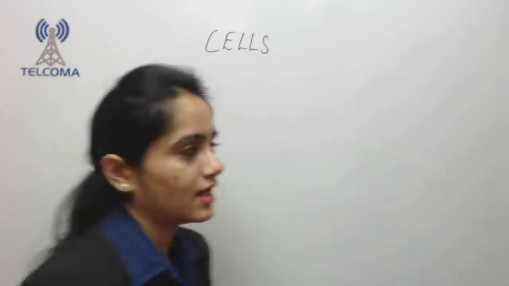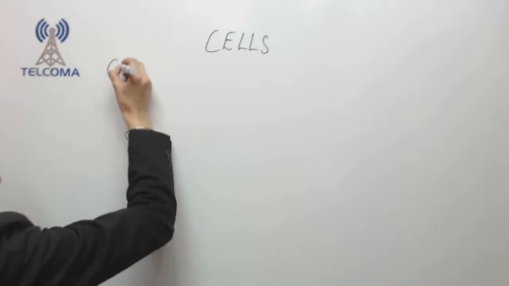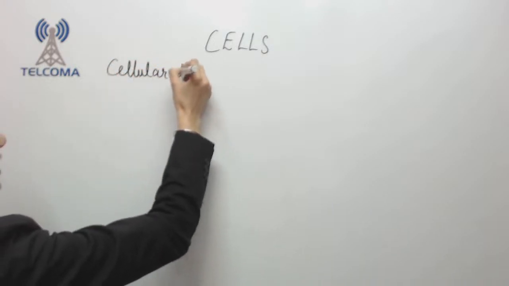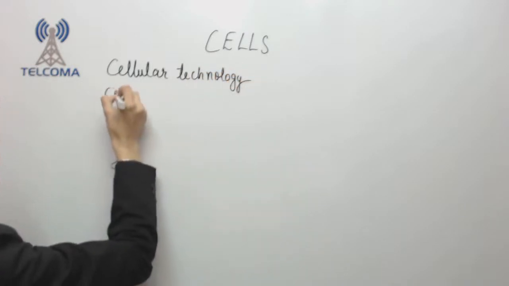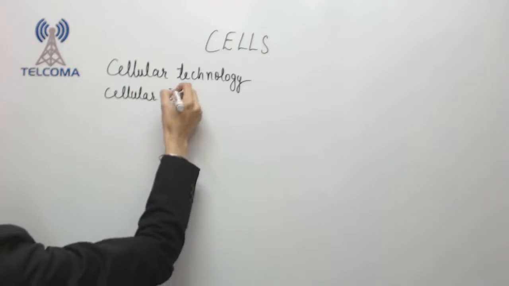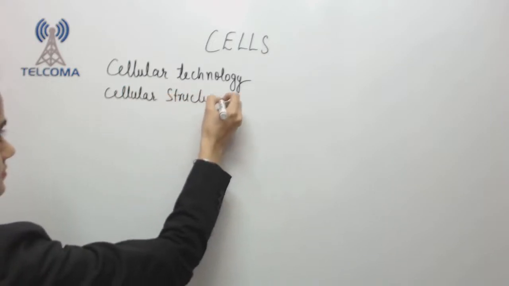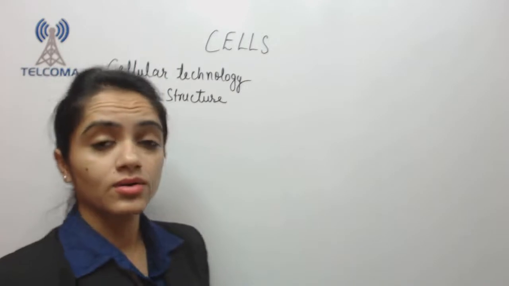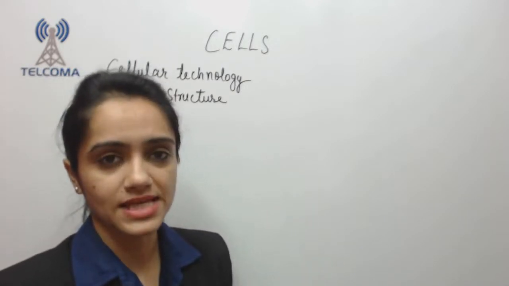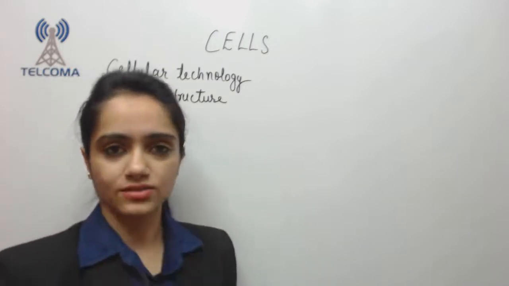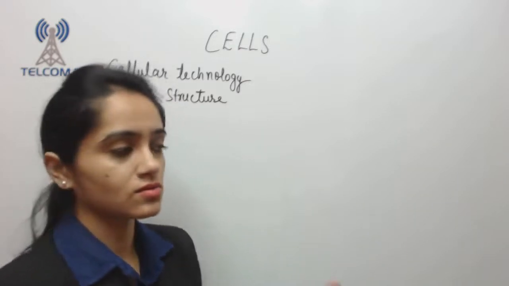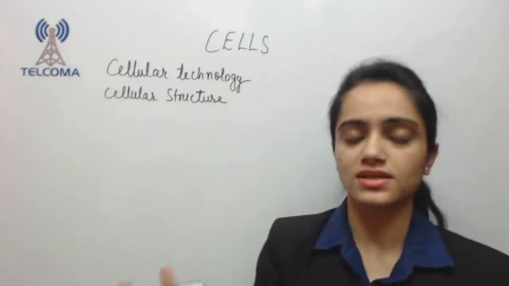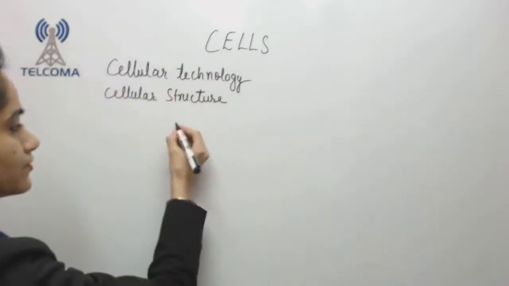So today in this class we are going to discuss about cell. As we know that we have the concept of cellular technology. We call it a cellular structure. Like our body, or any living body, is made up of cells. That means we are forming a cellular structure, which is a combination of cells. Similarly, in telecommunication also, the basic structure of a complete network is cells. So we call it a cell.